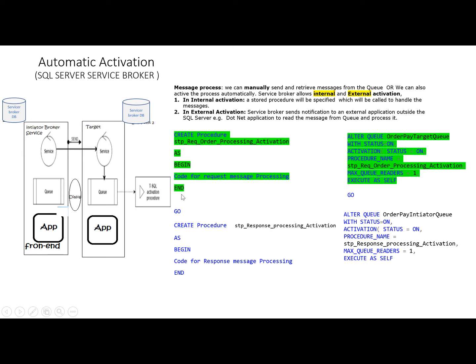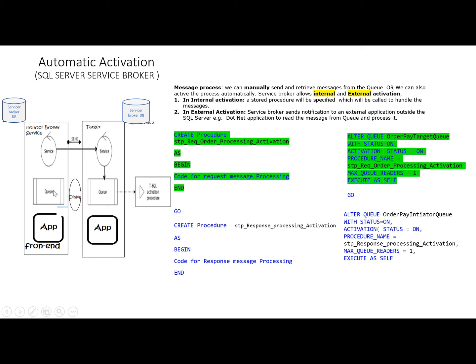After modifying this queue, I have to come to my initiator service, and in the initiator service I have to create the procedure which will handle the processing of the messages on this initiator queue. I will write the logic in the stored procedure, stp_response_processing_activation. Here I will write the logic which I already used in the previous videos; I have to copy that logic and use it in this stored procedure.